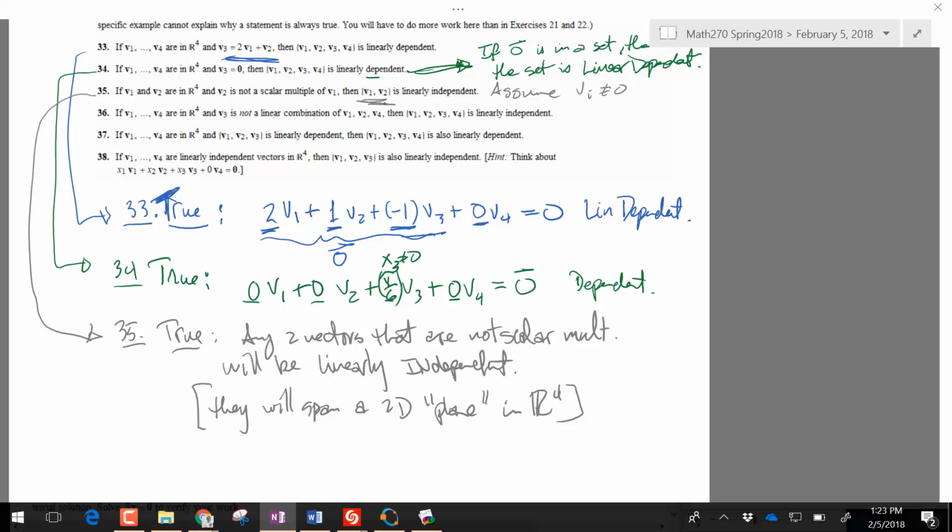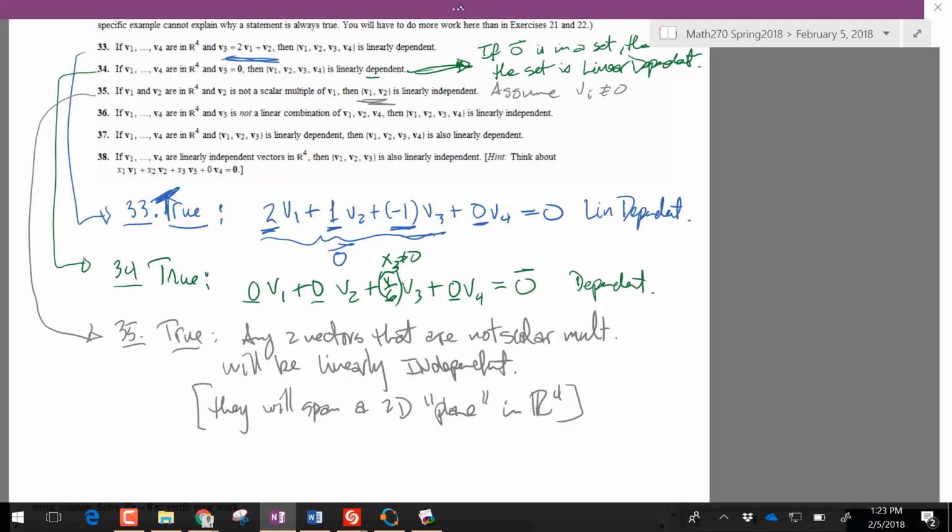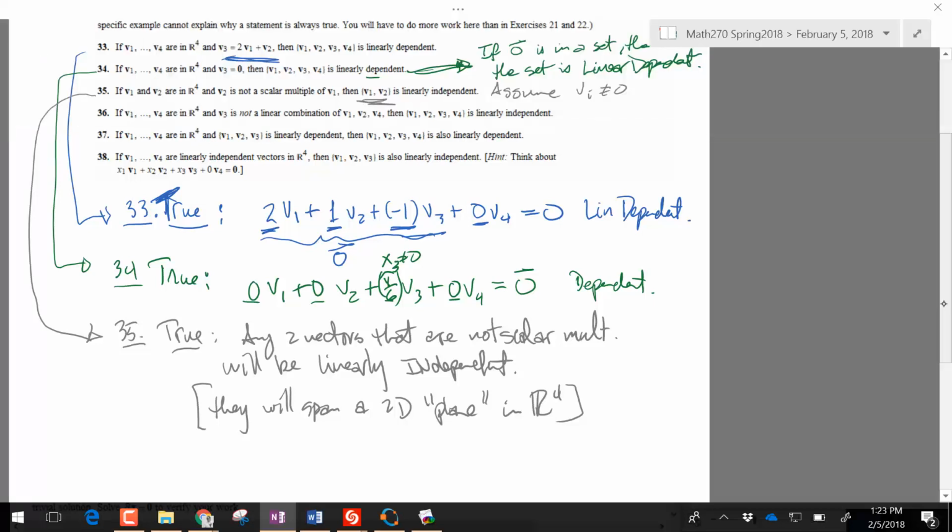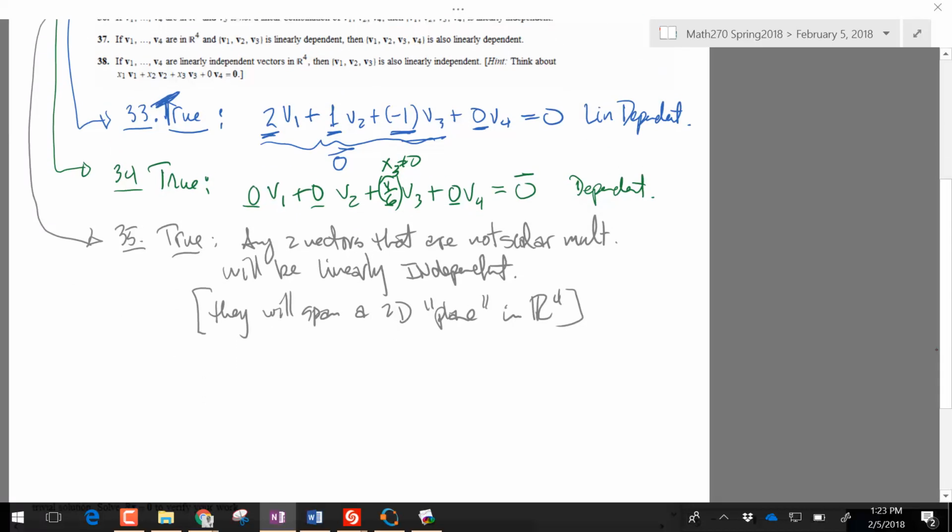Anything else we should do? Why? Because it looks hard. So number 38, V1, V2, V3, and V4 are linearly independent vectors in R4, then the set is also linearly independent. Hint, they say look at this equation.